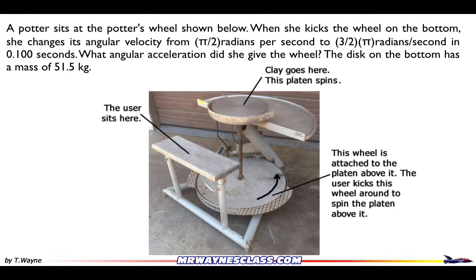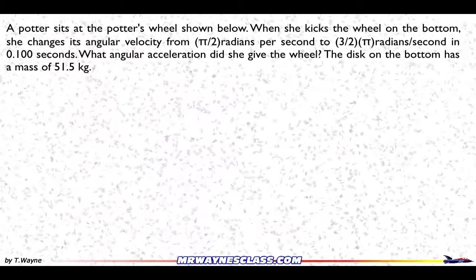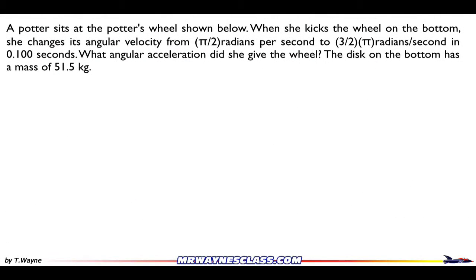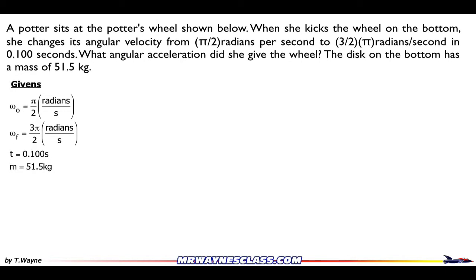The disc on the bottom has a mass of 51.5 kilograms. To begin with, I'm going to start by looking at my givens, looking at unit clues and any other clues I have in the problem. So in terms of unit clues, I know I have radians per second. That's going to be my velocities, and the pi over 2 is the beginning of the story. The 3/2 pi, that's at the end of the story. So those are my angular velocities. The time is 0.1 seconds, and the mass gives me 51.5 kilograms for that big disc at the bottom of the wheel.